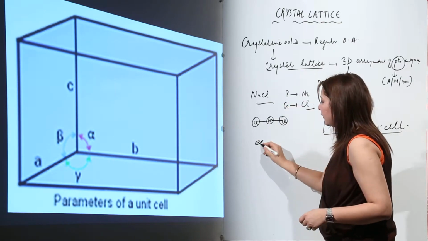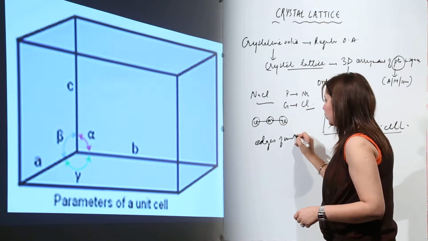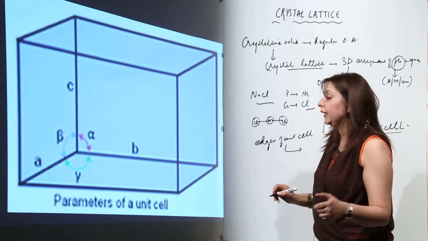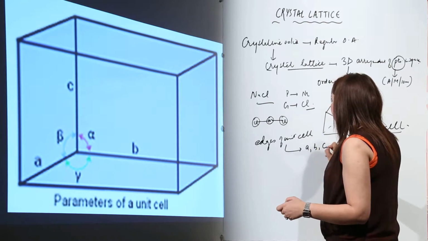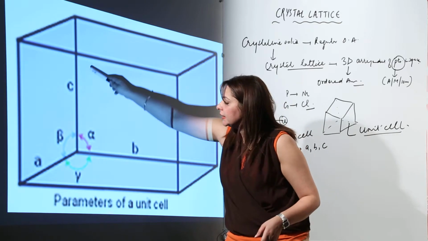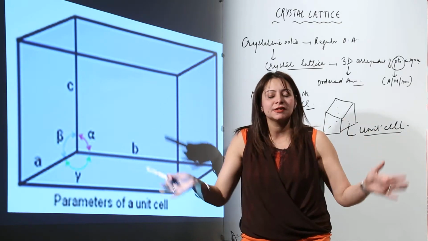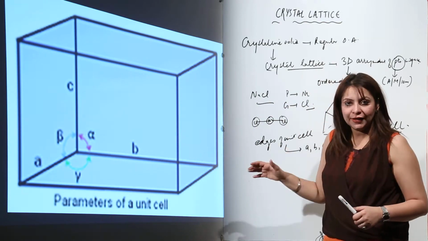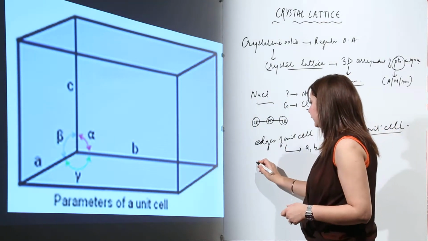So we have the edges of the unit cell, and they are denoted by A, B and C. Here you can see this is B, this is C, and this axis is A. That is why it is a 3-dimensional structure, right? Now between these edges there is an angle.